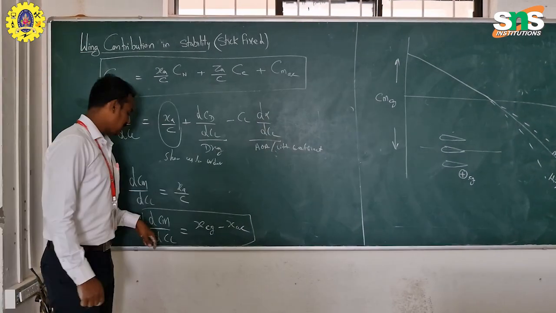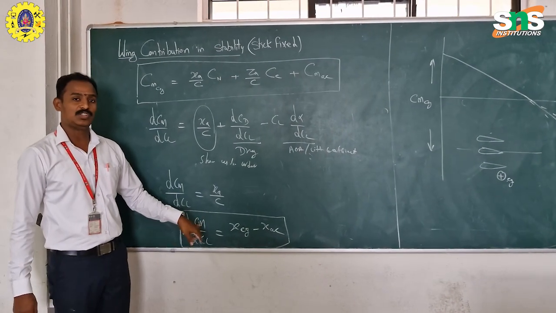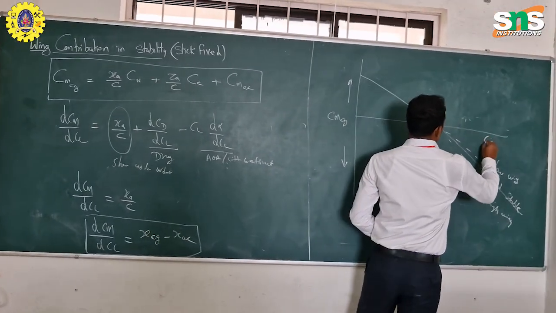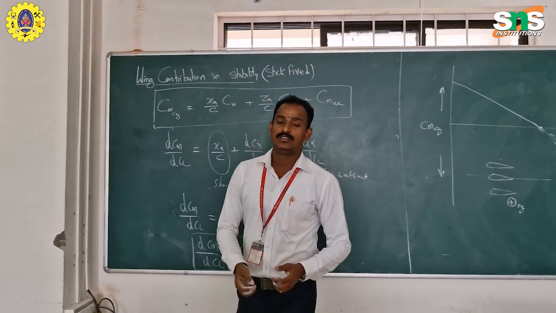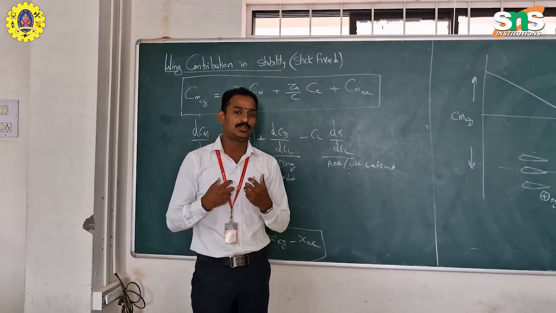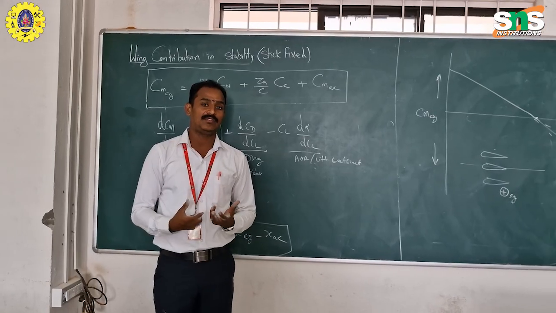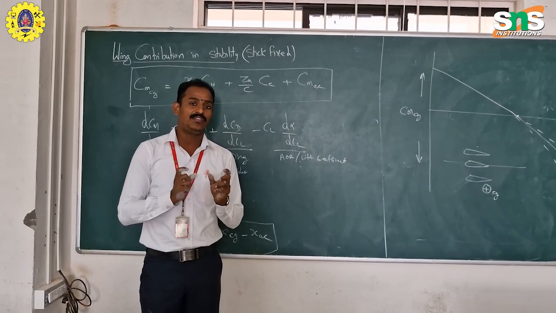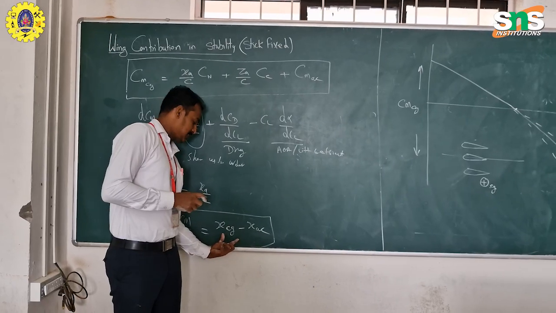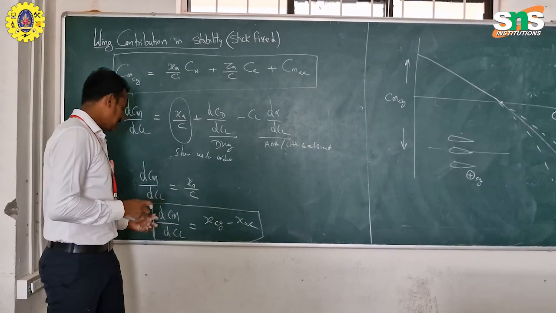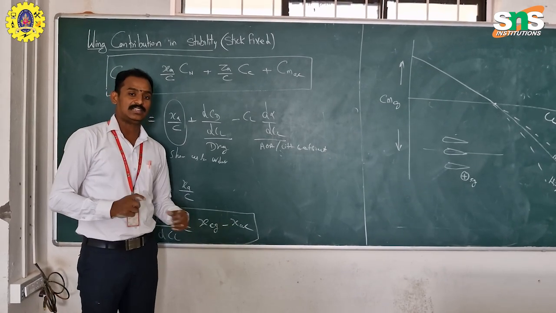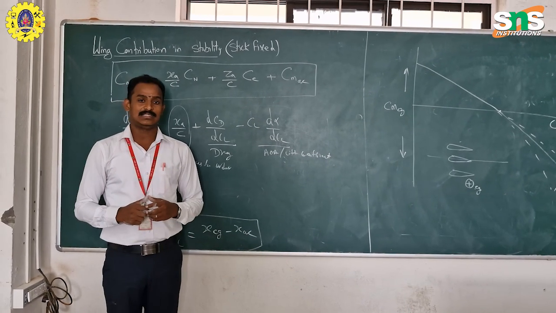dCm by dCl will be less than 0 by aligning this value with the stability gradient. So this is the overall equation for the wing alone case, showing how the wing helps to design a stable aircraft. The position of the wing with respect to the mean aerodynamic center from the CG gives dCm by dCl equal to the position of the CG minus the position of the aerodynamic center. So we will see in the next class. Thank you.